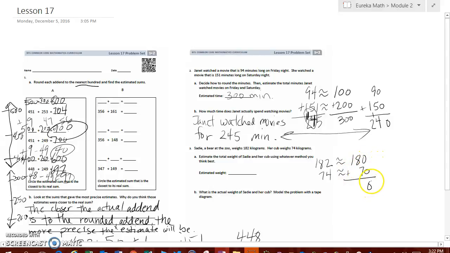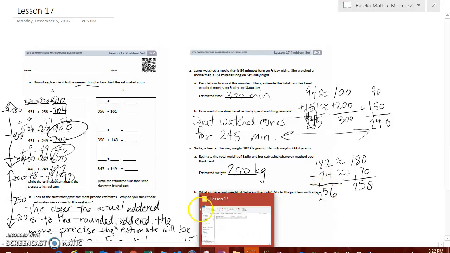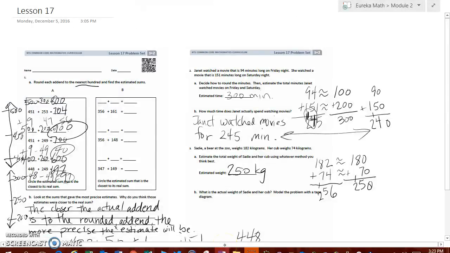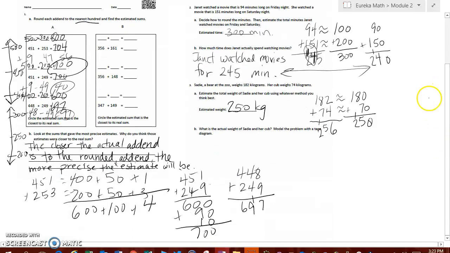0 plus 0 is 0. 8 plus 7 is 15. 1 plus 1 is 2. So her estimated weight is 250 kilograms. Part B says, what is the actual weight? Well, I'm going to add these two actuals up here together. 2 plus 4 is 6. 8 plus 7 is 15. 1 plus 1 is 2. Oh boy, guess what I just noticed? I have to use a tape diagram. All right, well, I did my math work already, so let's see.